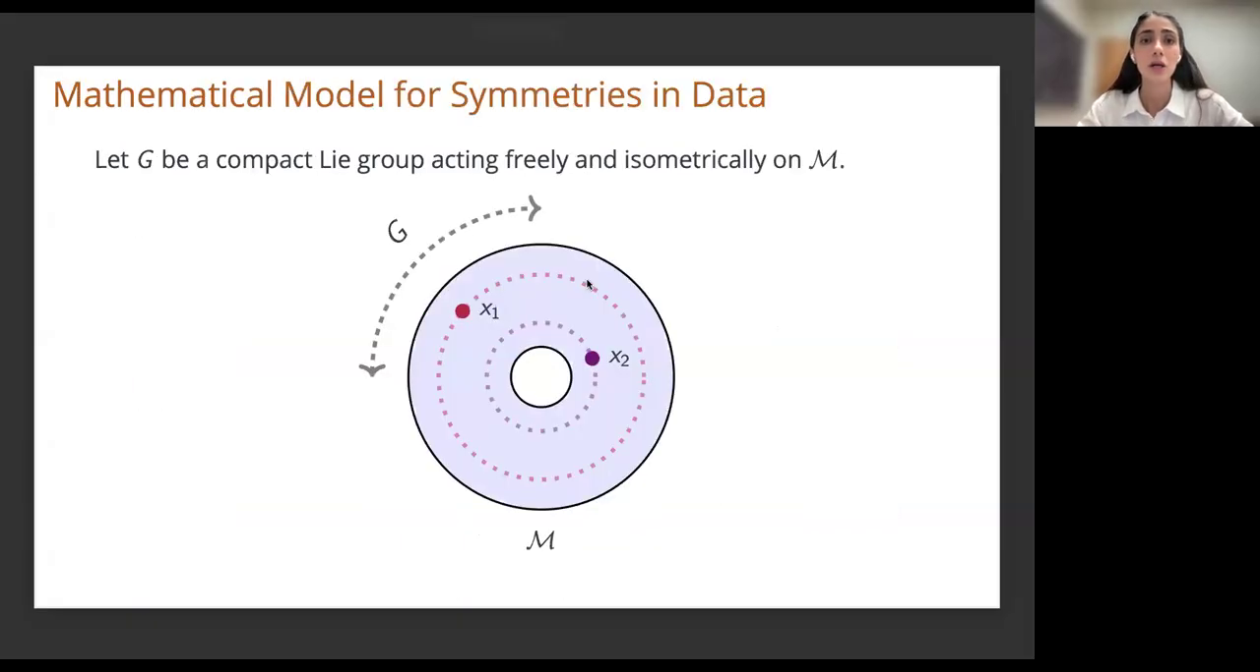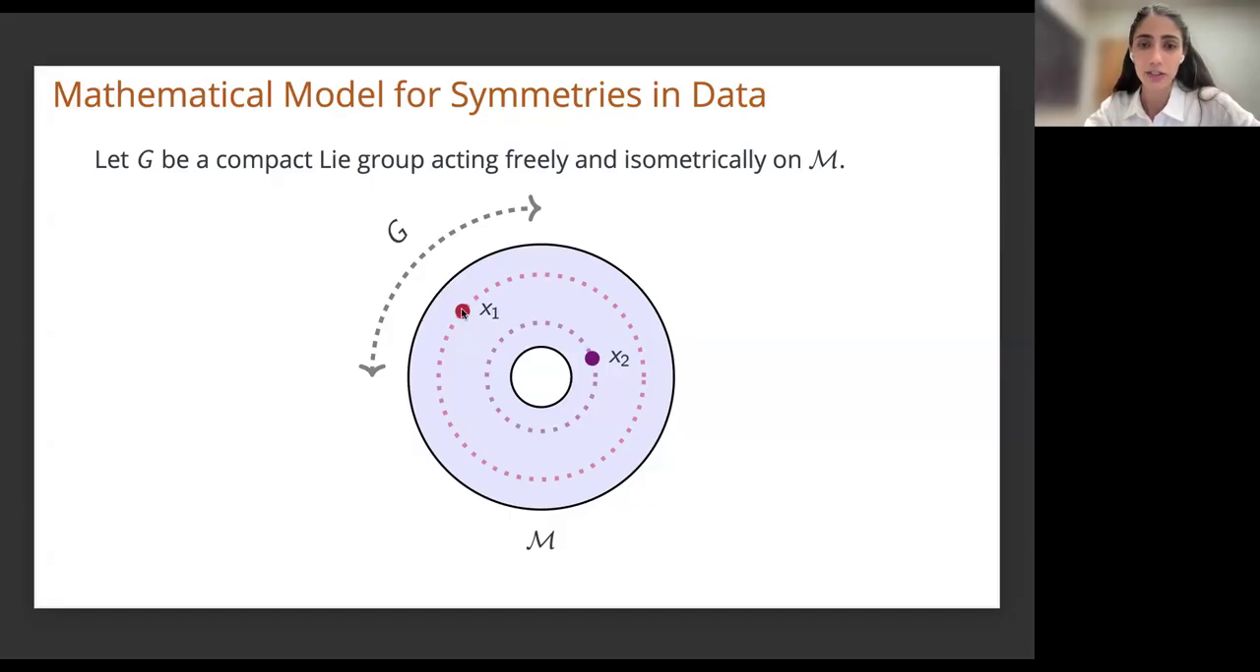And we want a mathematical model for symmetries in data. So we're going to do this by considering a compact Lie group that acts freely and isometrically on our manifold. And here we have an example where the manifold is an annulus. And we see that this annulus has a 2D rotational symmetry. So in this case, G is the SO2 symmetry group.